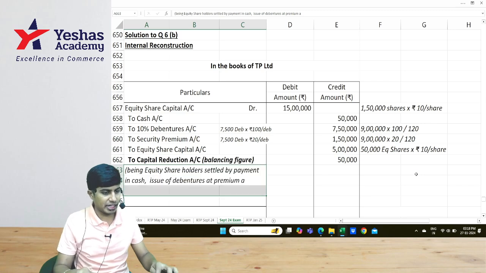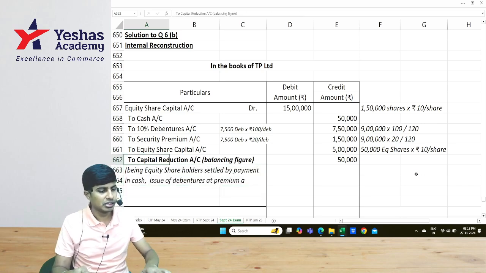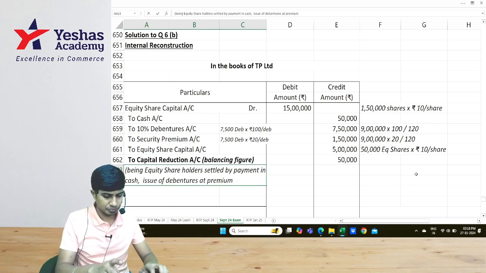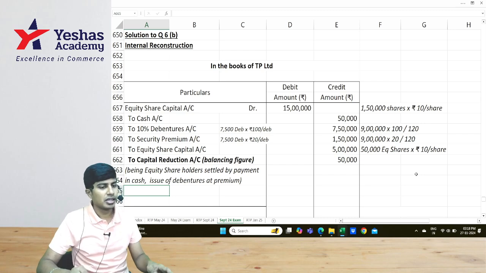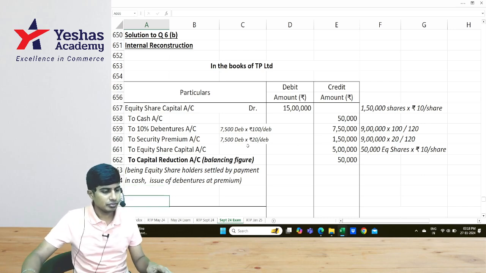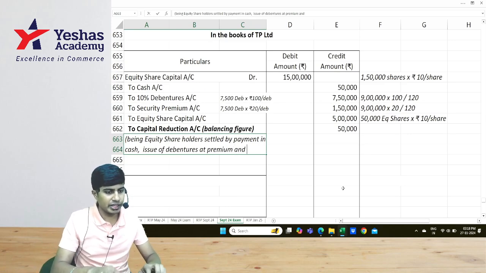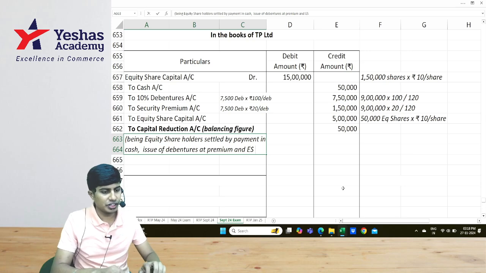Narration they have said is not required, but we should still say it: issue of debentures at premium and equity shares. Okay, shall we go to the next one?